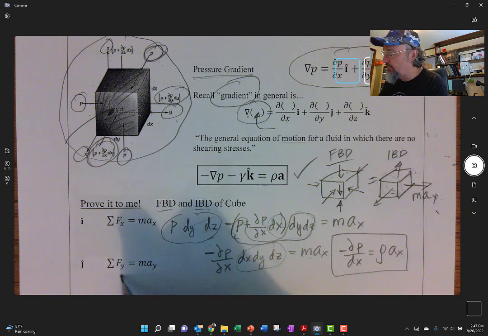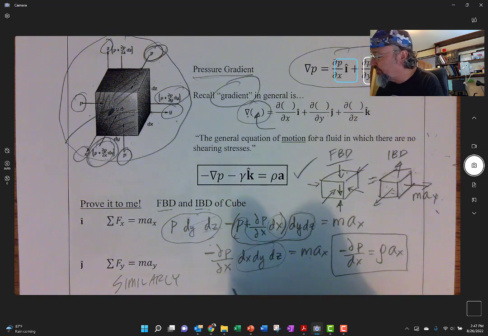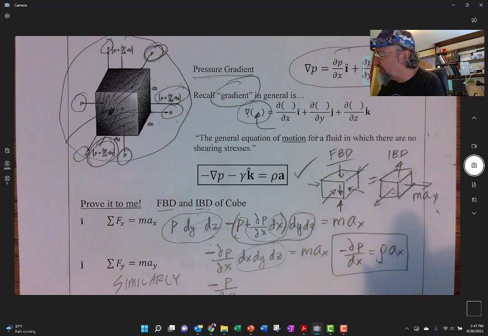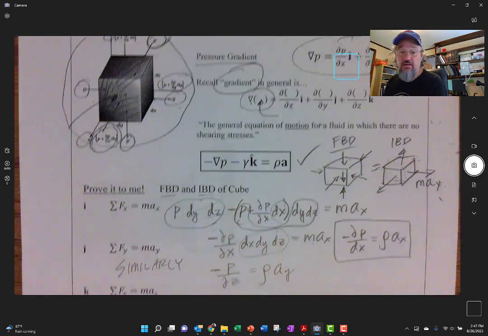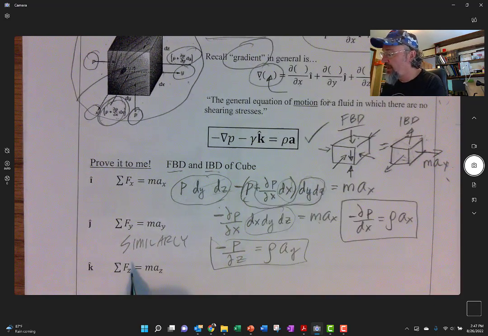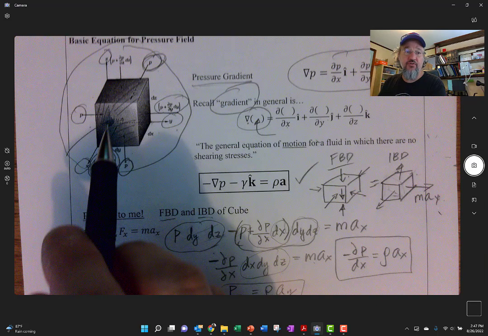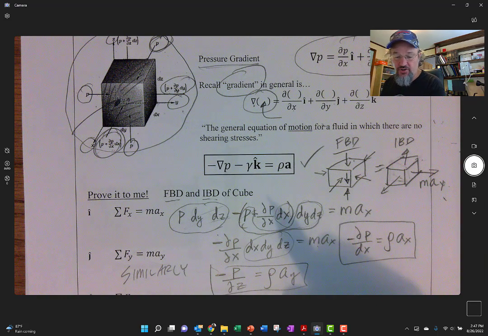And we could say similarly in the y direction, we would get negative del P del Y equal to density times the y direction of acceleration, right? Now the last one here, we have to do something different because in the z direction, which we consider the vertical direction, we have an additional term, right?